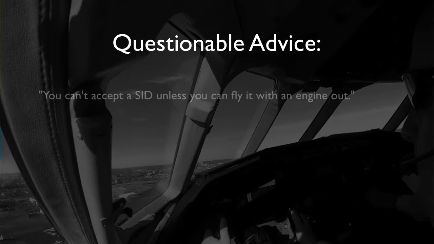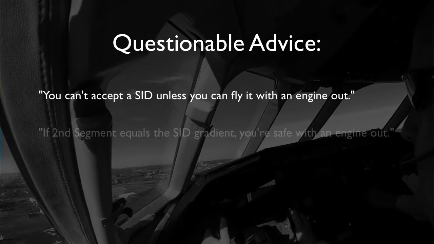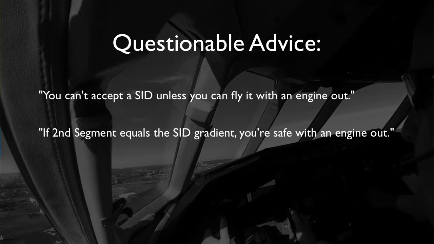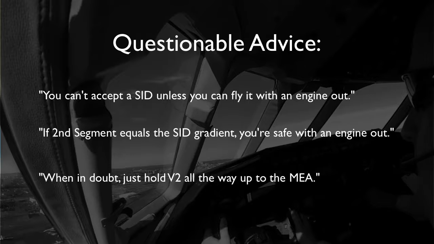We've all been told things like you can't accept a SID unless you can fly it with an engine out, or that if your second segment climb gradient is equal to the SID gradient, then you can safely fly the SID with an engine out. Or even, when in doubt, just hold V2 all the way up to MEA.